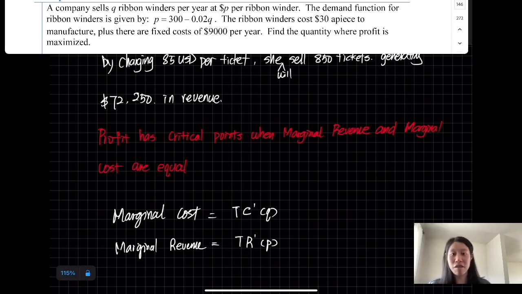A company sells Q ribbon winders per year at P price per ribbon winder. The demand function for the ribbon winder is given. The price is equal to 300 minus 0.02 Q. The ribbon winder costs $13 a piece to manufacture, plus there are fixed costs of $9,000 per year. Find the quantity where the profit is maximized.